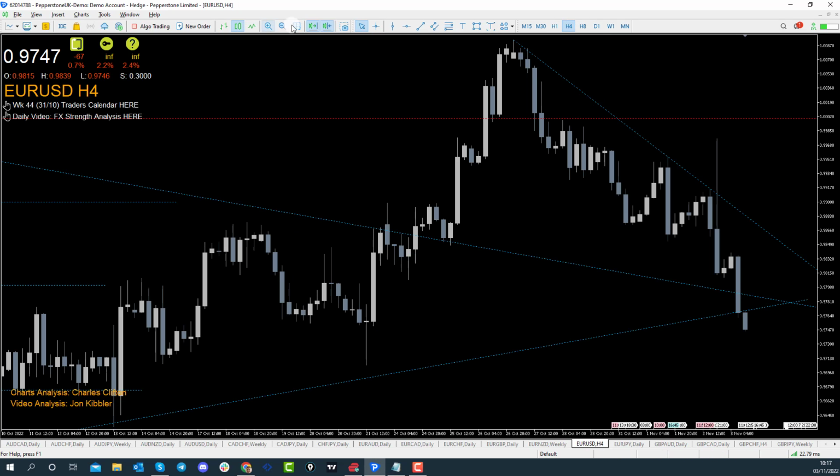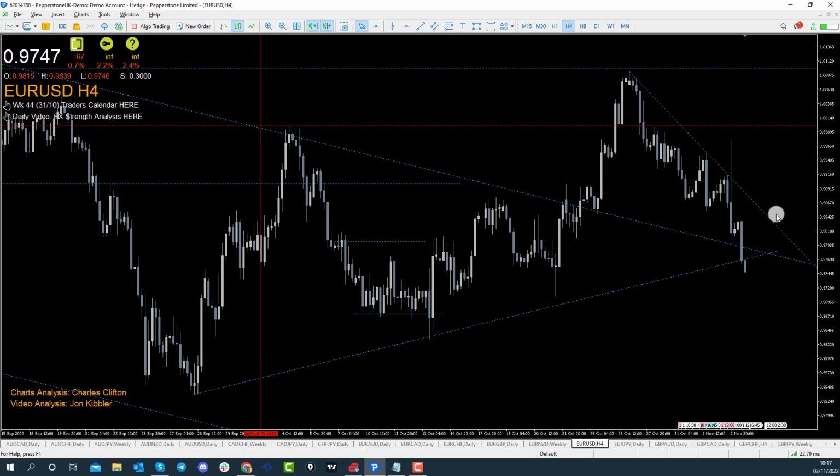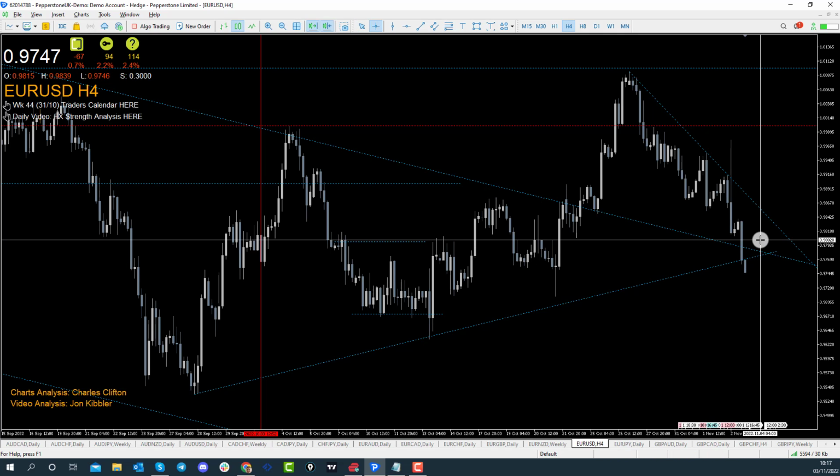Just going back to that 4 hour time frame though, what you could look at as well is previous areas of support and resistance. So if you look left, we do have that area that we highlighted before, as well as the 0.9800 handle.